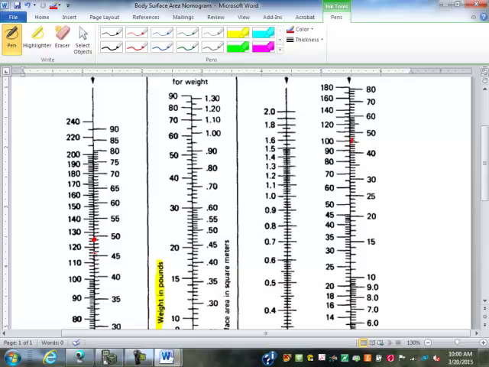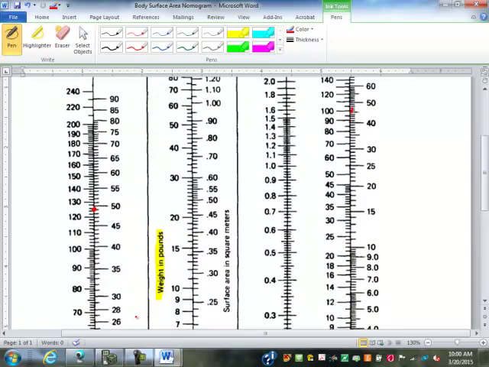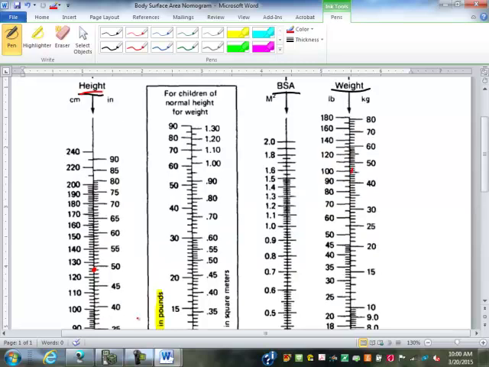So the weight was 92 pounds. Here's 90. There's 100. We have to do a little bit of guesswork here, because it's 90, 95, and 100. So 92 is going to be slightly closer to 90. So somewhere in there. And obviously this nomogram, no matter how we use it, is going to be a slight estimate.